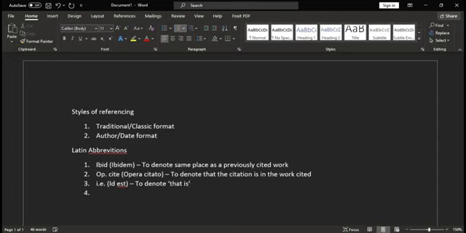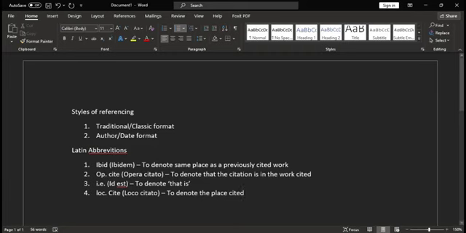And the next one is loc cite. Loc, that is loco citato. And that is to denote the place cited. To denote the place cited.